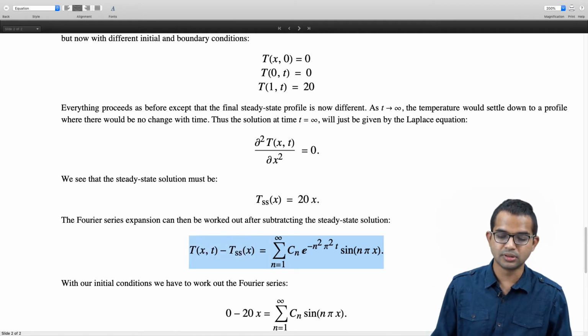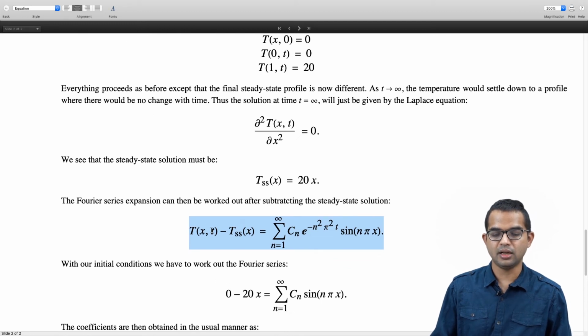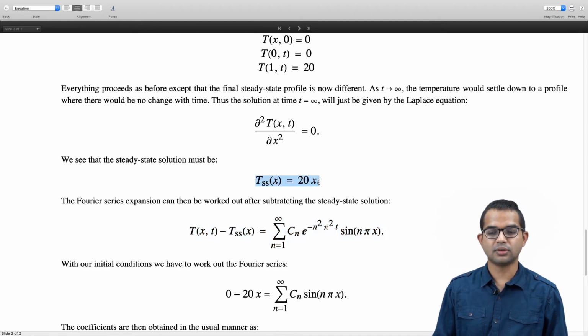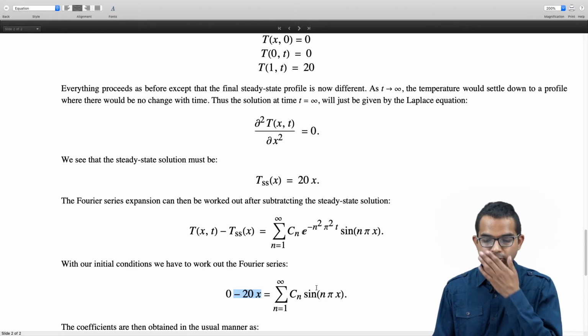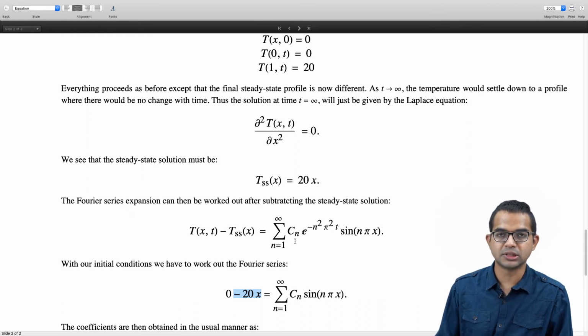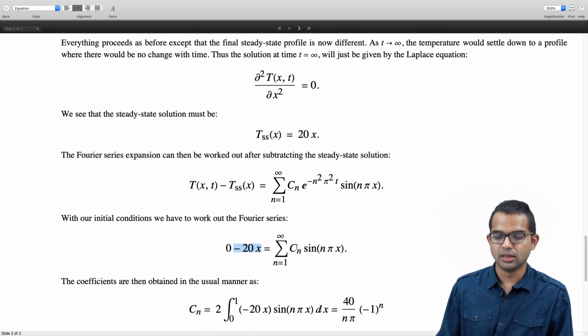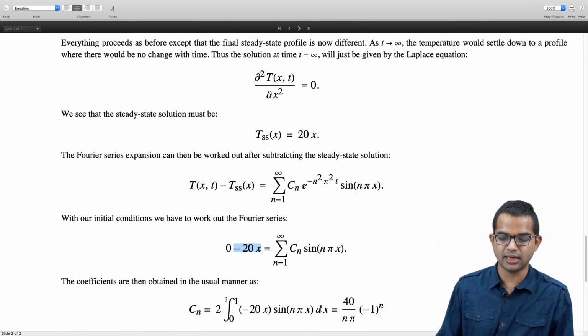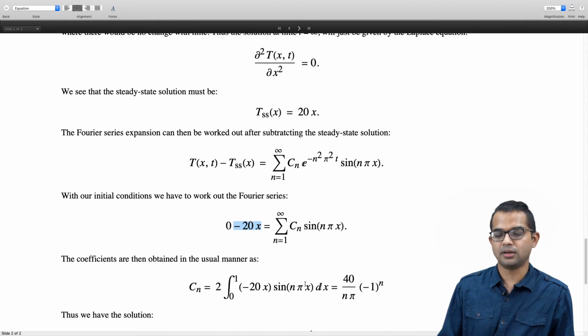Now when you do this, at t equal to 0, T is just 0 everywhere, so 0 minus 20x. So the steady state solution we have worked out using our physical intuition, and so you have minus 20x equal to this Fourier series. Now n goes from 1 to infinity, and it's not going to be just one term, because in fact all terms will live. You can work out the coefficients. The straightforward exercise in computing coefficients of a Fourier series is just minus 20x. So multiply by an appropriate sine function, integrate between the limits 0 and 1.